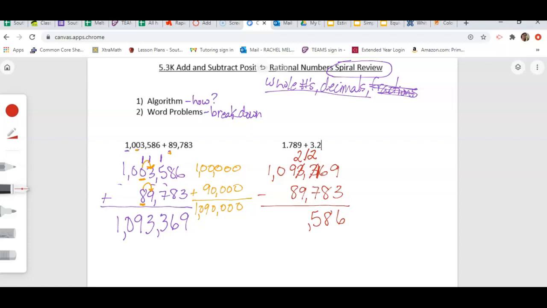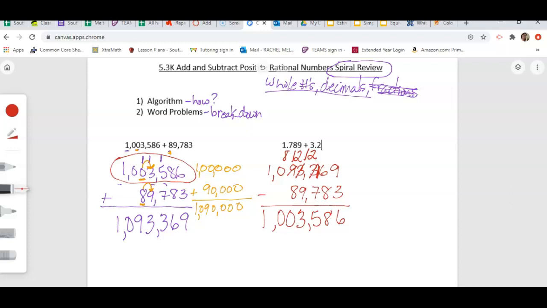I cannot do 2 minus 9. So I regroup. And now I have 12. 12 minus 9 is 3. 8 minus 8 is 0. And then I have a 0 and I have a 1. 1,003,586. So now I've estimated to see if it was reasonable, and I've performed the opposite operation, which tells me that this is the correct answer. So that's just a quick review for whole numbers.